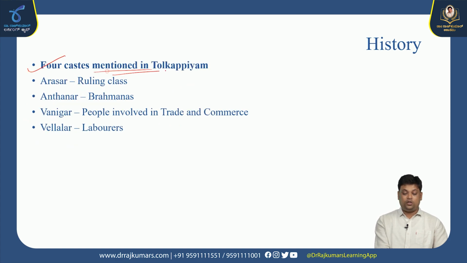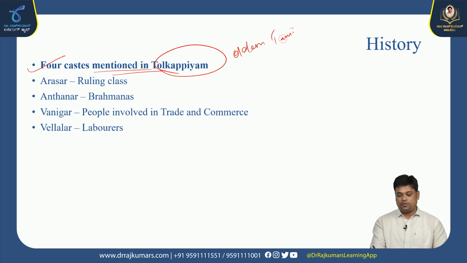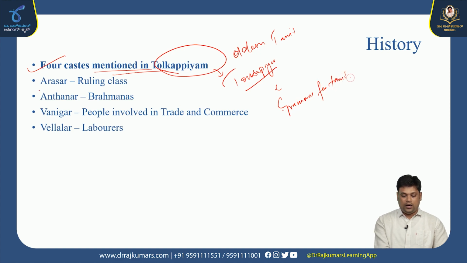Four castes are mentioned in the Tolkappiyam. Tolkappiyam is the oldest Tamil literature work, written by Tolkappiyar. Tolkappiyam is also considered the grammar for Tamil. Okay, Arasar means the ruling class, Andanar means Brahmins, Vanigar means Vaishyas, Vellalar means laborers. These are the four castes mentioned in the Tolkappiyam.